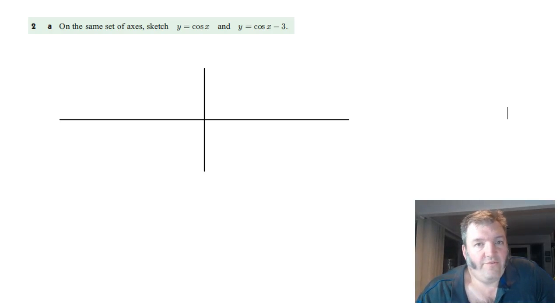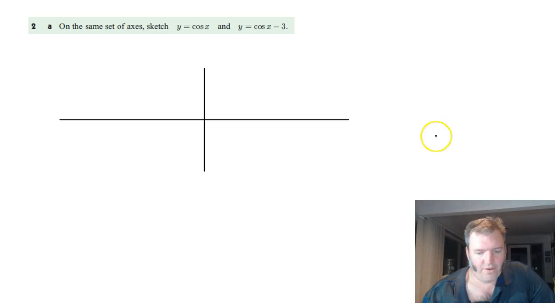Alright, question 2 from review set 12b. Let's have a look. On the same set of axes, sketch y equals cosine x and cosine x minus 3. This should be pretty easy. It's not too bad. What we've really got to do is get our hang of what cosine x actually looks like. We should remember the basic structure of what a cosine curve and a sine curve looks like.